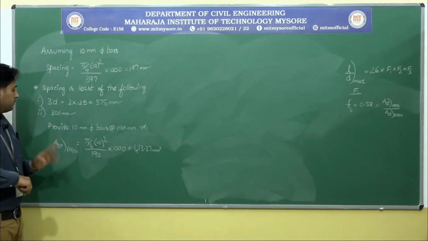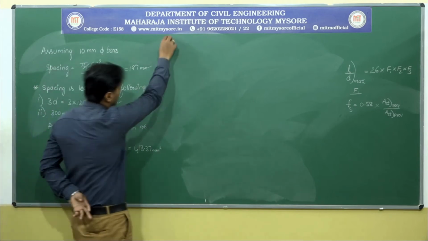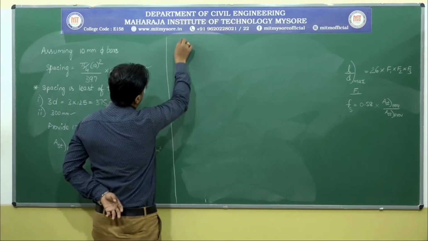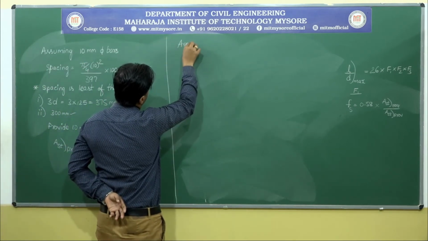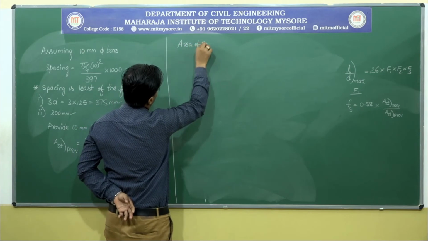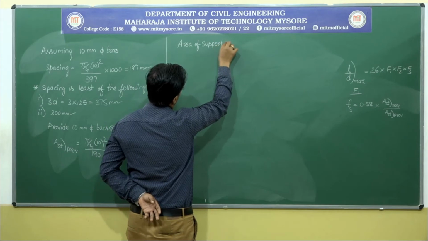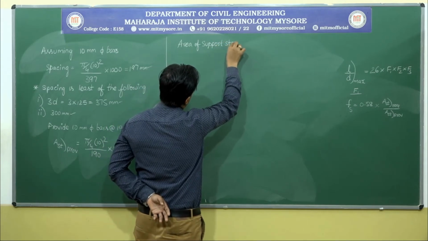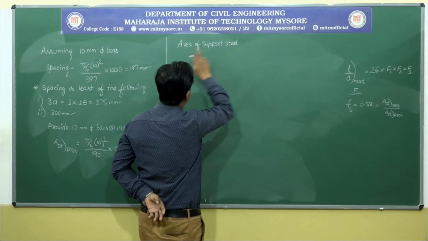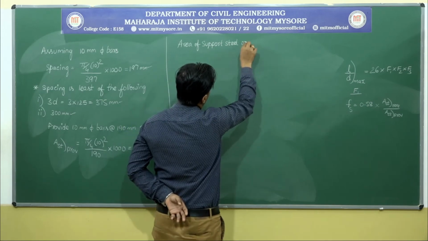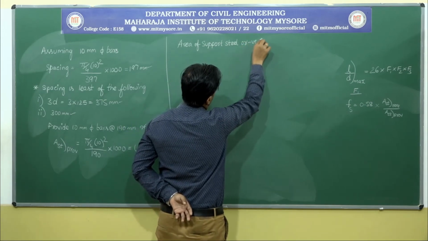Okay, so now similarly let me go with area of support steel. In some of the textbooks they also give it as area of support steel or negative steel.